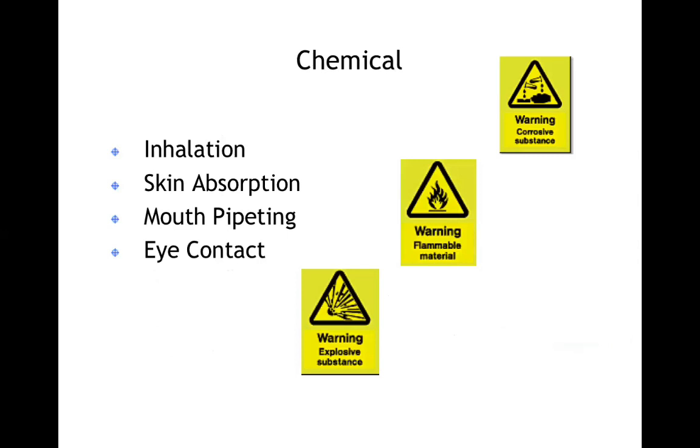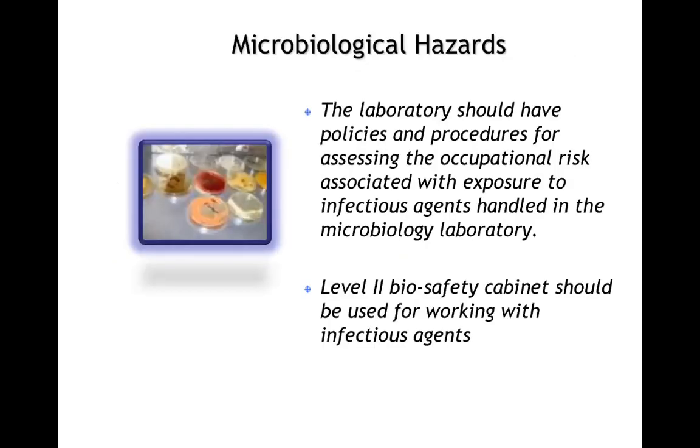One person may get chemical injury by inhalation, by skin absorption, or mouth pipetting, or eye contact. These are the different ways. And appropriate signages shall be there. If suppose something is a corrosive substance or flammable material or explosive substance, appropriate signage shall be there.